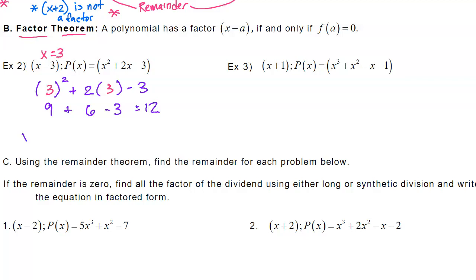Therefore, we stop the problem and we say x minus 3 is not a factor. Again, you could have used synthetic division and got the same answer.